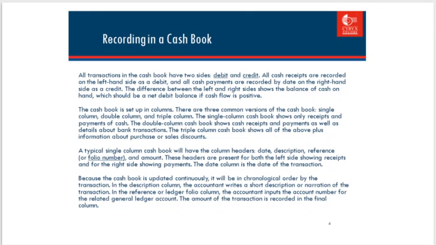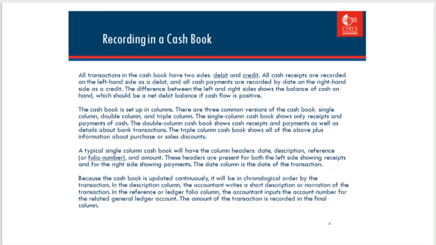The cash book is set up in columns. There are three common versions of the cash book: single column, double column, and triple column. The single column cash book shows only receipts and payments of cash. The double column cash book shows cash receipts and payments as well as details about bank transactions. The triple column cash book shows all of the above plus information about purchase or sales discounts.